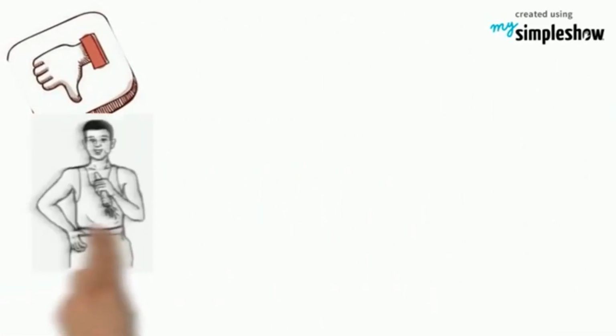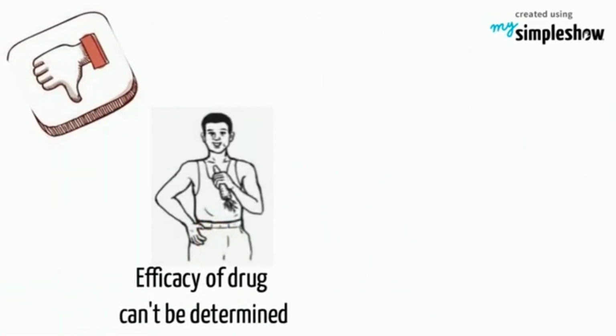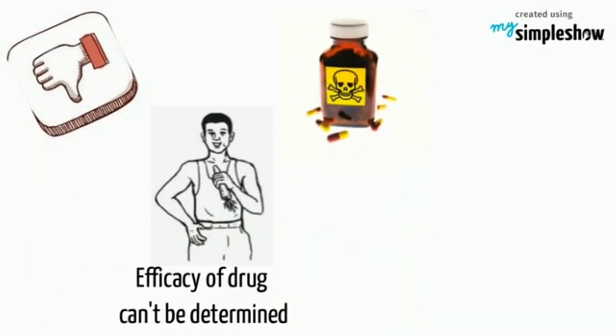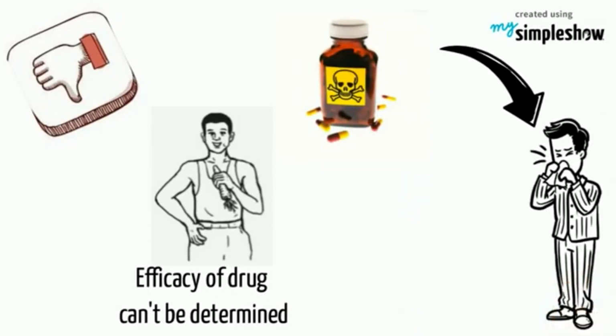But this method has a negative point too. As it is done on healthy individuals, the efficacy of the drug can't be determined. In some cases, when the drugs are too toxic for healthy recipients, this phase is done with the same number of patients. Like, in phase 1 trial of anti-cancer drugs.